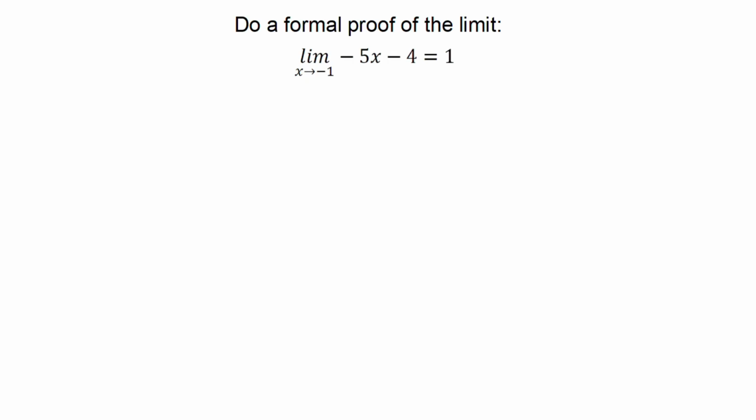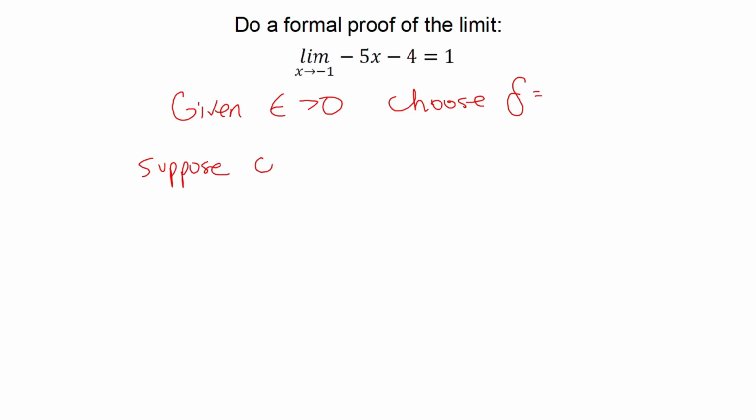For our next one here, again, it's just a linear one, so it's going to start off nice and easy. We'll start off with given epsilon greater than 0. We're going to choose a delta equal to something. And then we'll suppose that 0 is less than the absolute value of x minus negative 1. Well, x minus negative 1 is x plus 1, which is less than delta. Right, and that's just our delta tolerance statement. It's saying that we are within delta of negative 1, right?